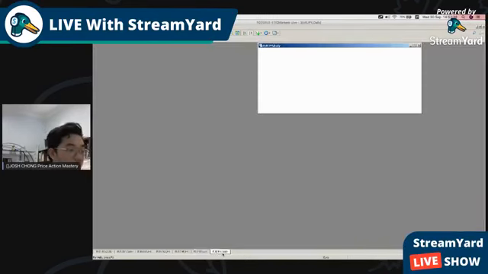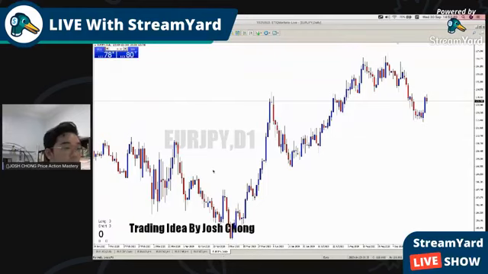Next will be Euro Yen. Okay, Euro Yen, mostly the same. This is the key line level that I wanted. Can you see that this is the key line? So we only trade key line.